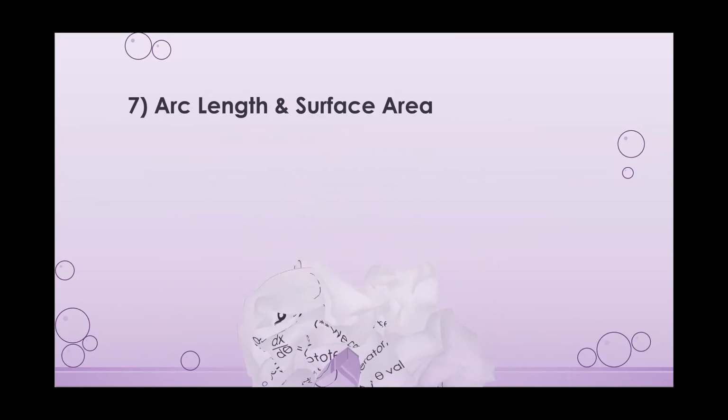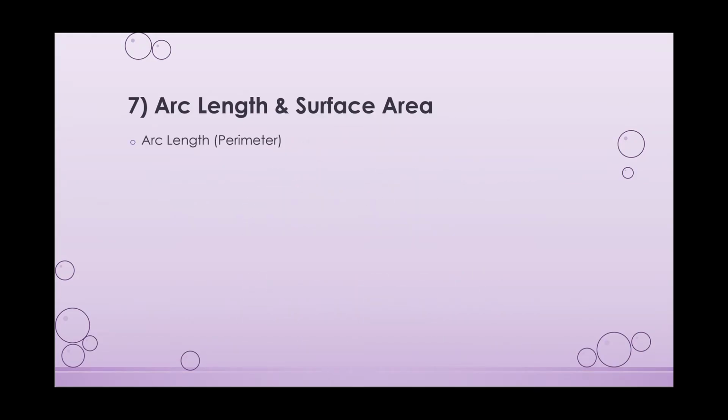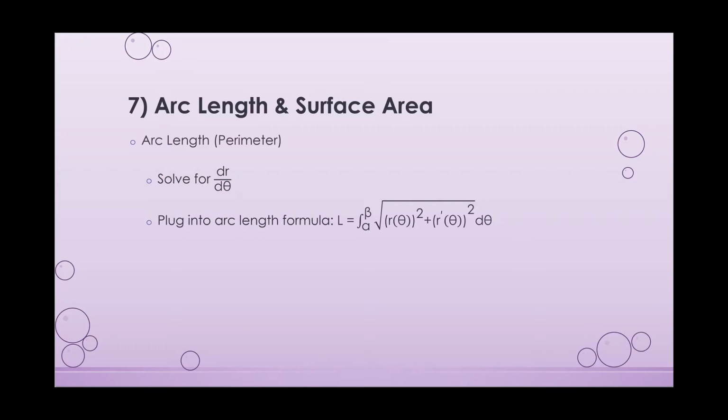Finally, we're going to talk about arc length and surface area. Arc length is the perimeter. So first, we solve for dr d theta, and then we plug into the formula below: from alpha to beta, the square root of r squared plus r prime squared d theta.